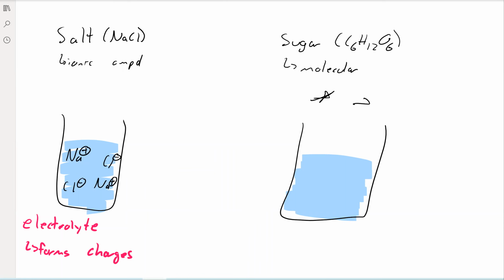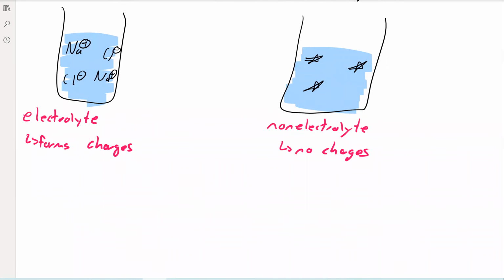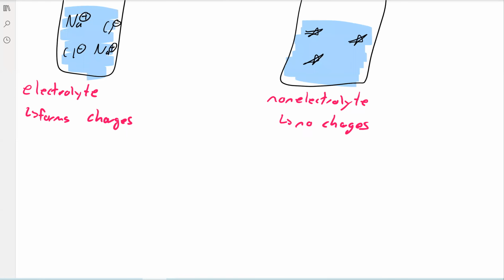Something like sugar, I'll make each little sugar molecule a little star. When we dissolve it, the individual molecules do separate from one another. We break those intermolecular forces. However, we don't form any charges. So each one of these stars represents a separate C6H12O6. So we call this a non-electrolyte, and there are no charges here. Not too important for our case, but as you move on to higher level chemistry, this will become a more important concept.